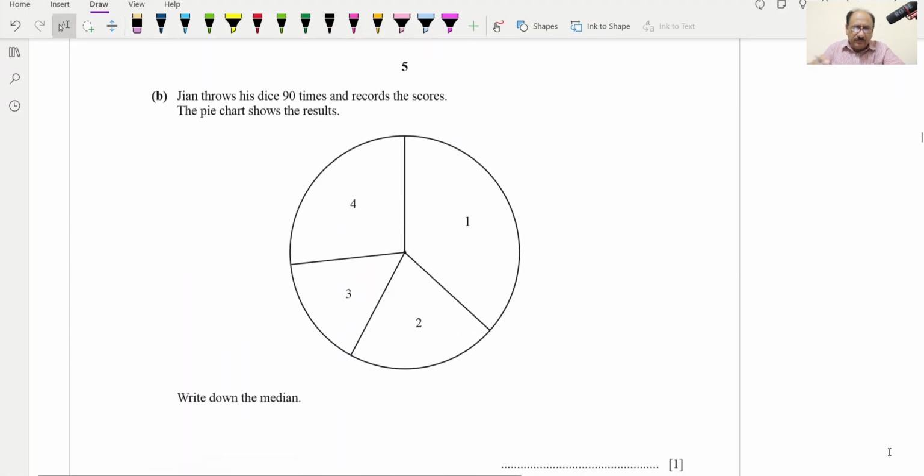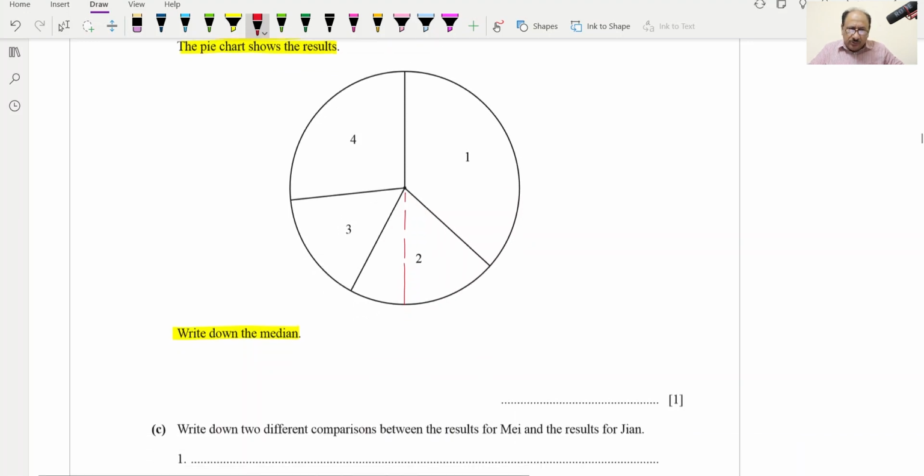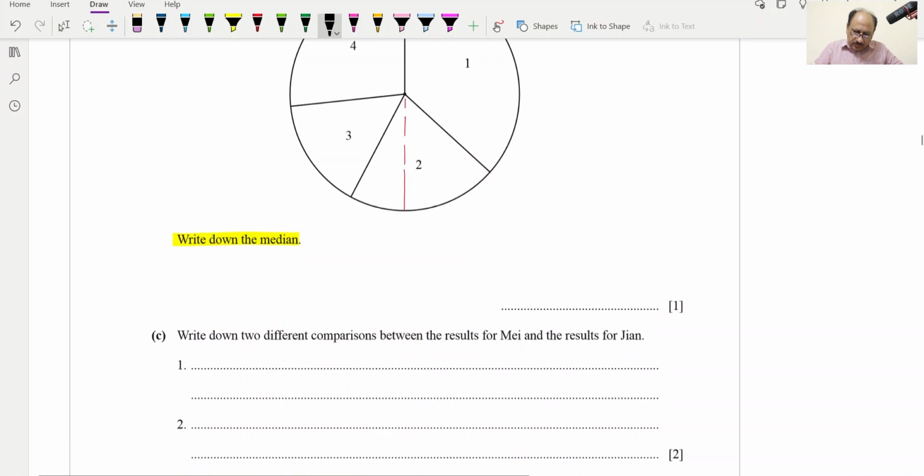Now B part says Jian throws his dice 90 times and records the scores. The pie chart shows the results. Write in the median. Median will be the middle value, and if we check from here, the middle value will be lying in this section. So it will be in 2. We can write here 2, and this is a 1 mark part.